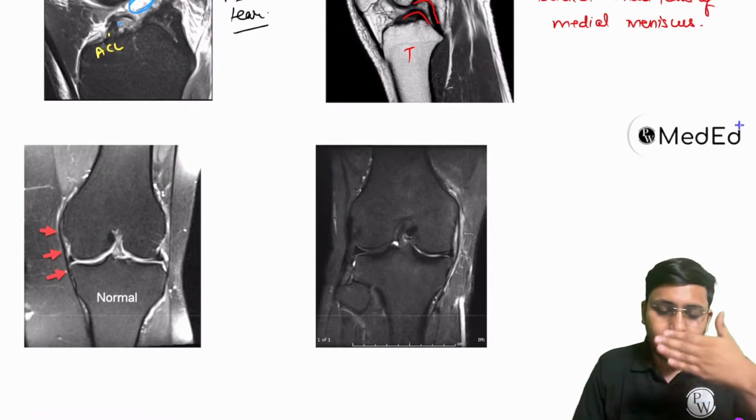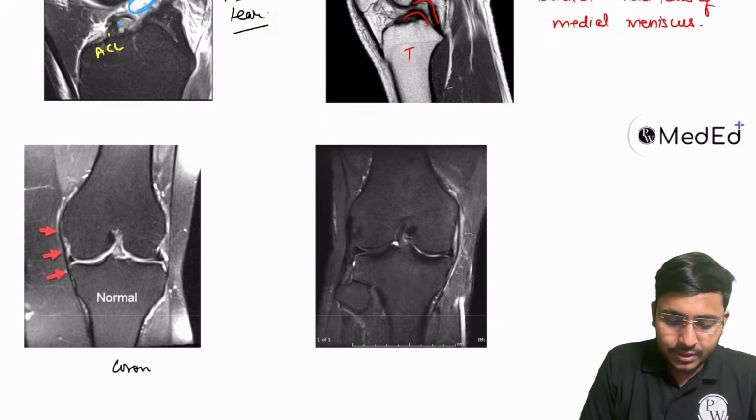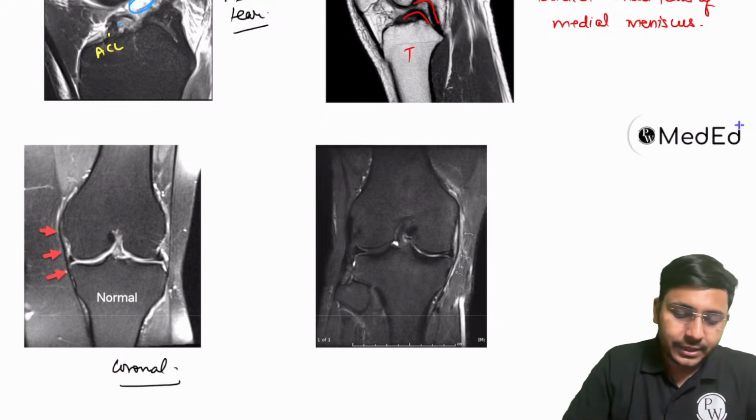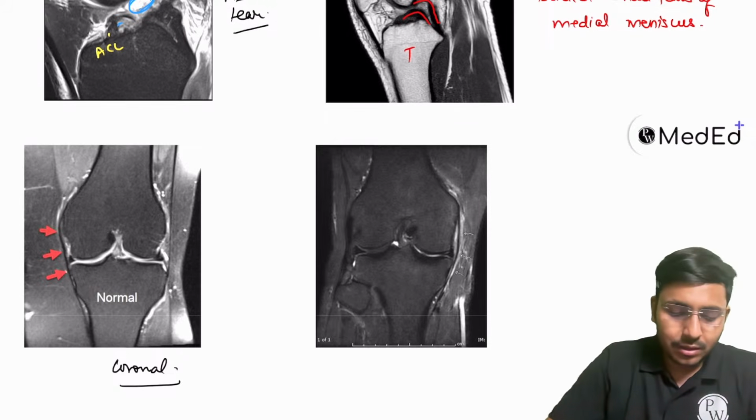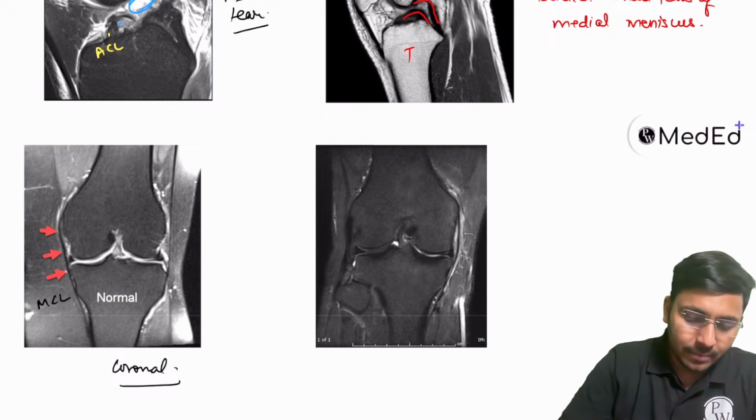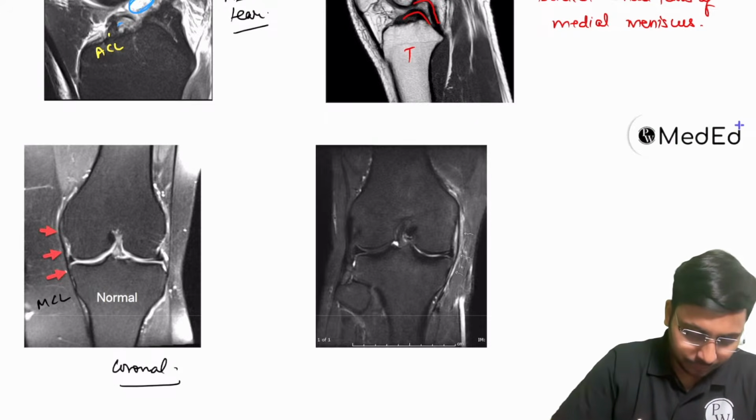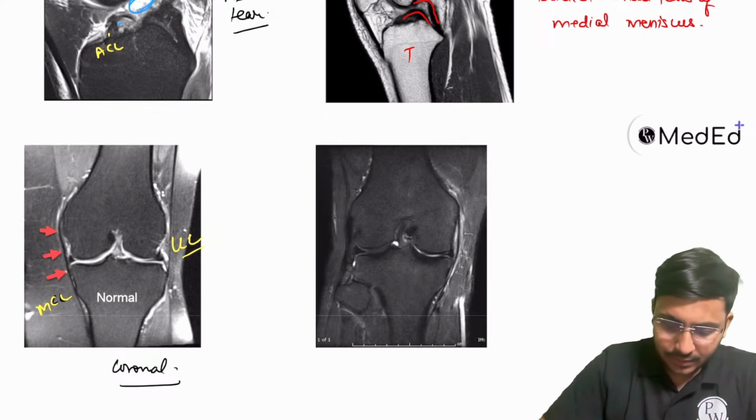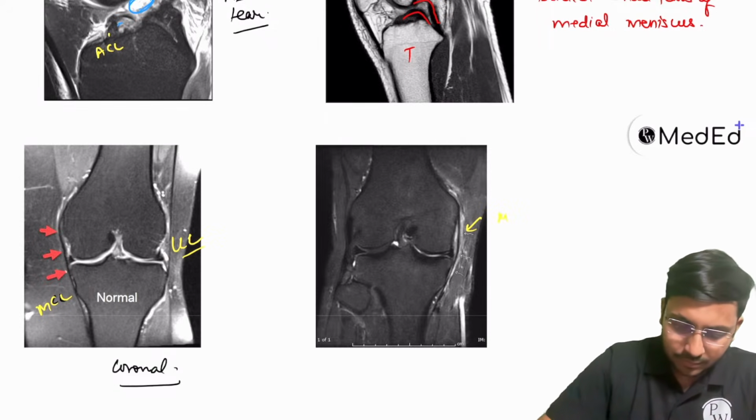Now, on the coronal plane, this is the coronal image. You see lateral and medial. This is the medial collateral ligament and the lateral collateral ligament. This here is the medial collateral and this one here is the lateral collateral ligament.